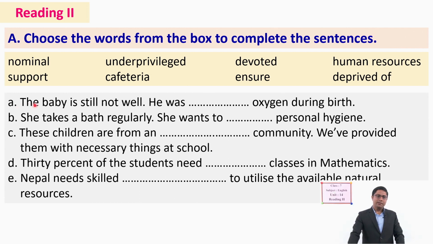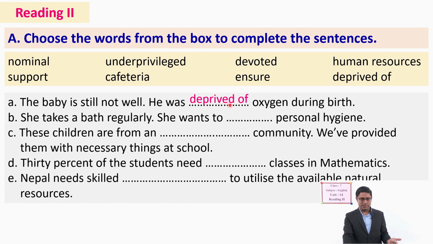What's there? The baby is still not well. He was ... oxygen during birth. Which word goes here? Can you say? Exactly. You need to use deprived of. That is the right answer. That means the baby did not get enough oxygen during the birth. Let us look at the next sentence.